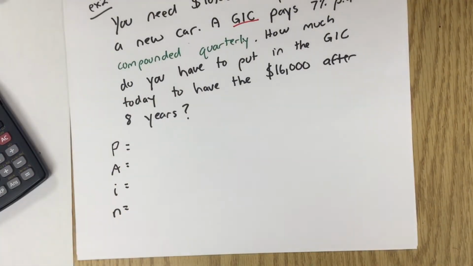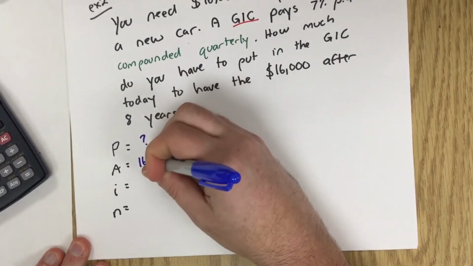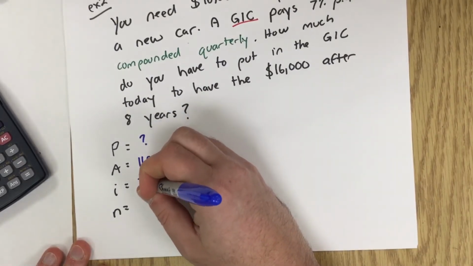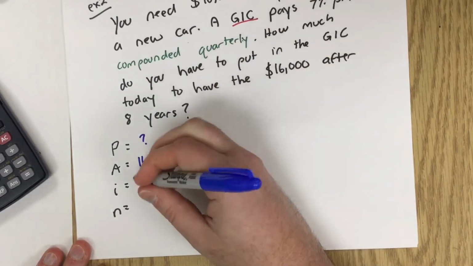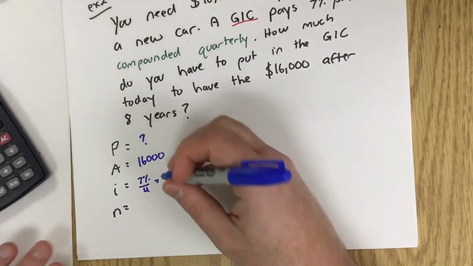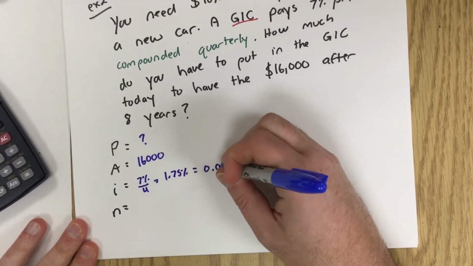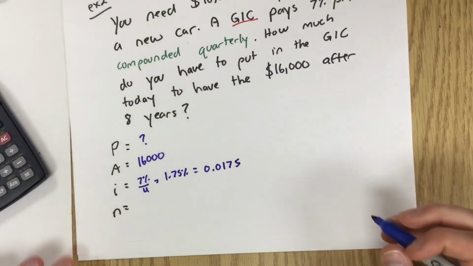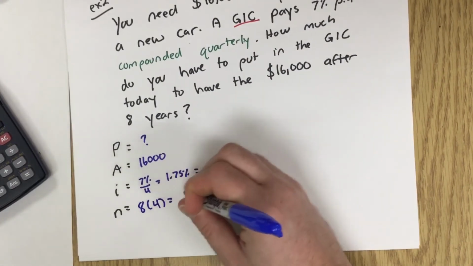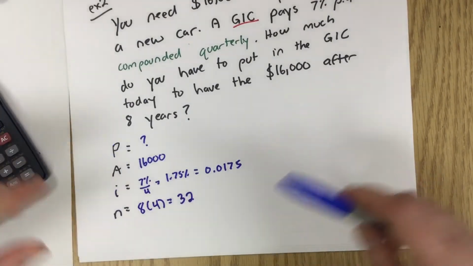Okay, so the present value. How much do we need to put in there to get our car? Well, we don't know. We're trying to figure that out. We do want to have 16,000 though at the end of the day. The interest is going to be 7%, but it's compounded quarterly, so we divide by 4. That's going to give us 1.75%, which is 0.0175. It's 8 years, and it's 4 compounding periods per year, so it's going to compound 32 times.